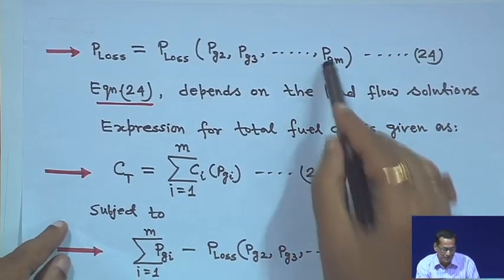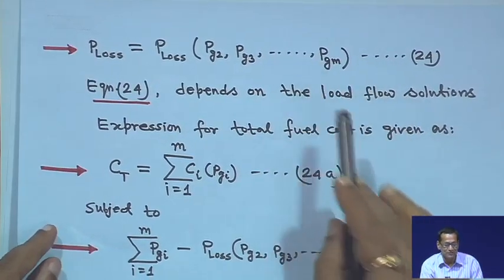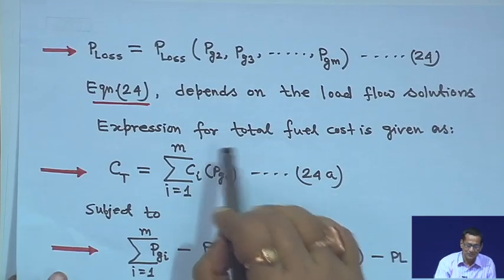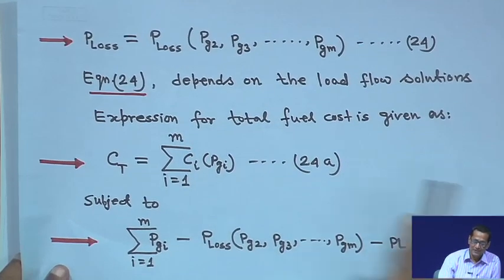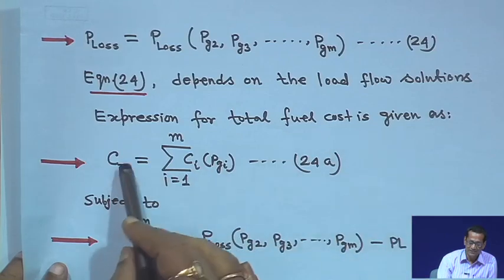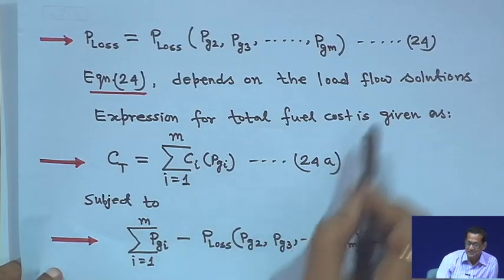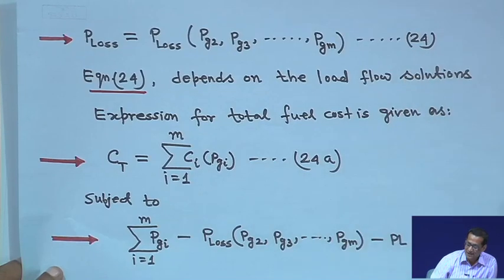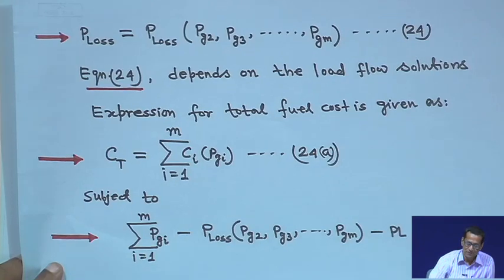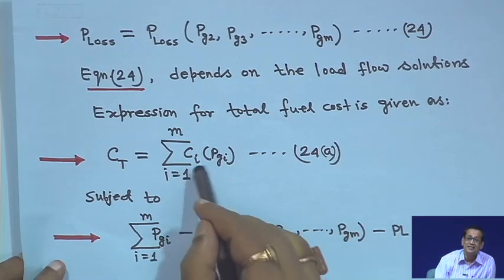So, equation 24 depends on the load flow solution, that is true. Now the expression for total fuel cost is given by Ct equal to sigma i equal to 1 to m Ci of Pgi. This is equation 24. This is the known total fuel cost, which we have already seen earlier.